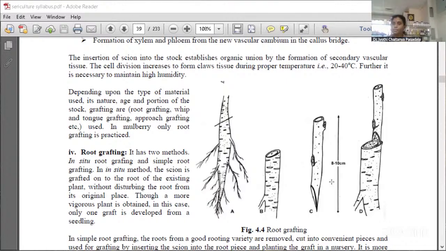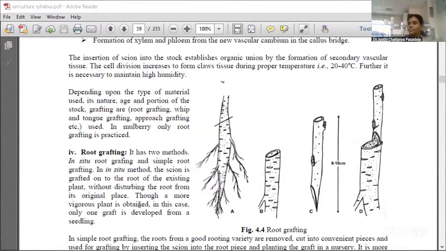And propagation through budding. Budding is also a method for grafting where only a single vegetative bud with a piece of bark is used as a scion material. As we know, scion material means upper part. That is why it is also called bud grafting and has all the advantages of the grafting.